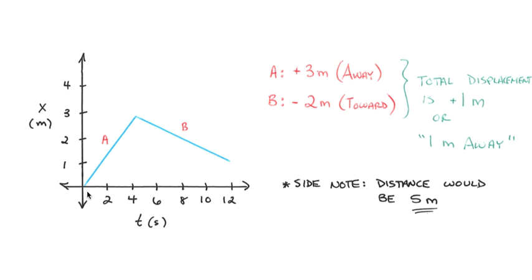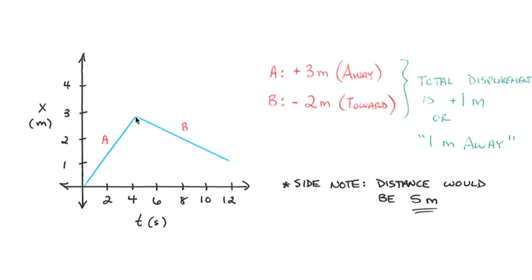To look at a second example where you have a change in direction, this is where the directional component becomes even more important. For section A, I wound up going positive 3 meters, or 3 meters away from where I started. For B, I went from 3 down to 1. So I only went backwards, or negative 2 meters towards where I started.